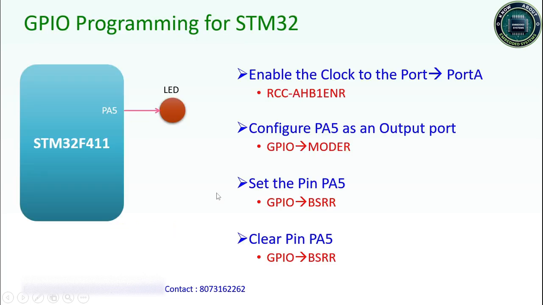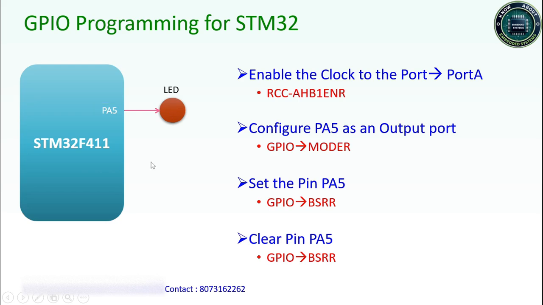Now I'm going to develop a GPIO program to toggle an LED, and this LED is connected to the port pin PA5. You can see here what I'm showing. So this is my port. Let us assume this is my port A5. To this port A5 there is one LED which is connected on the board.